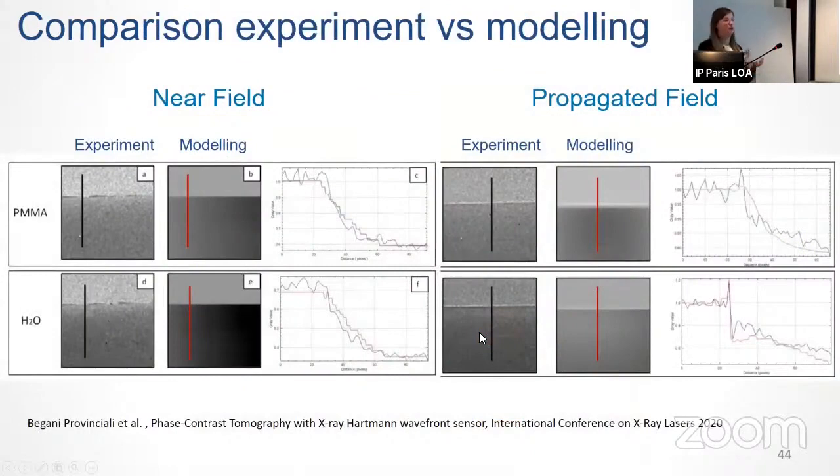So what we did is that we applied the simulation tool I showed you before to simulate the same parameters of the experimental conditions. And these are the results for the near field, and on the right you see the propagated field. In red you see the line for the modeling, and in black you see the line for the experimental data. We found a very good accuracy in the near field, and also the jump in the propagated field due to the propagation after the sample is very clear and very well representative for water, both in theory and experimentally.